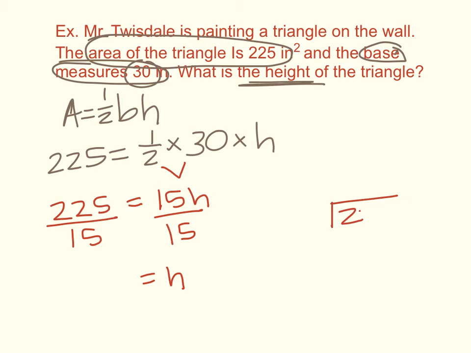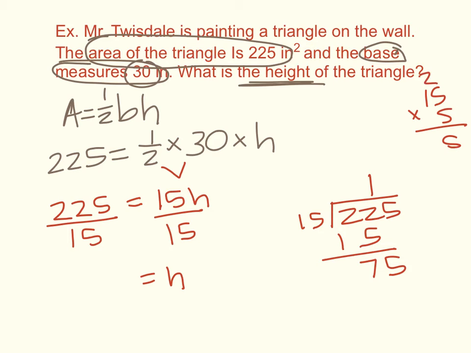225 divided by 15. 15 goes into 22 one time. Ooh, how many times is 15 times 75? I think it's 5. Let me double check that. Yep. Okay. And it goes in evenly, so our height is 15 inches.